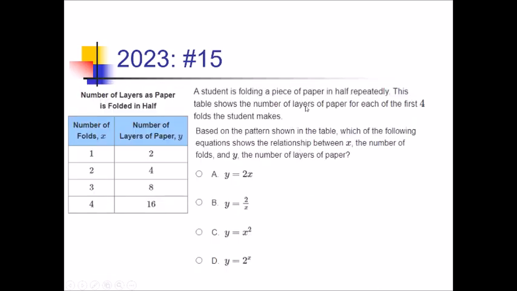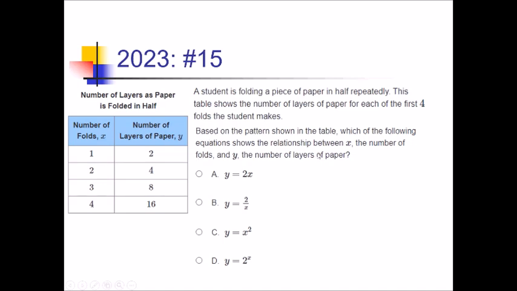For this problem, we have a student folding a piece of paper in half repeatedly, and we have a table showing the number of layers of paper for each of the first 4 folds the student makes. So here's our table. Based on the pattern, we want an equation showing the relationship between x, the number of folds, and y, the number of layers of paper.